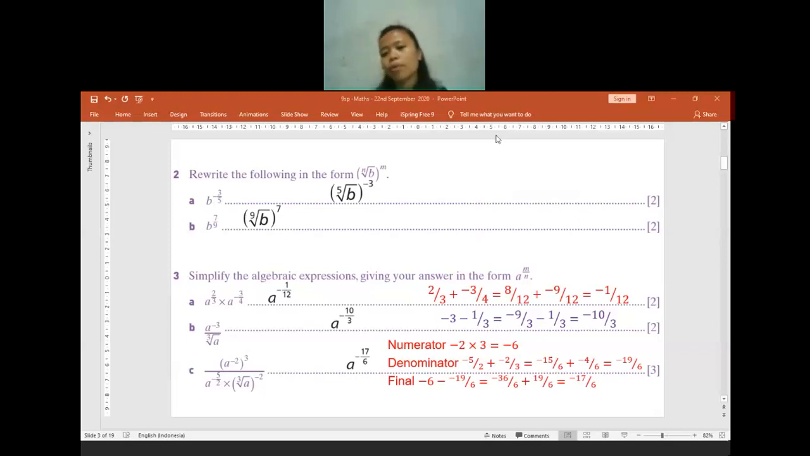You can check which is addition. Yeah, the normal addition. If multiplication using indices, you add the power. If division, you subtract the power. Maybe the letters will make you confused, but this is normal addition.